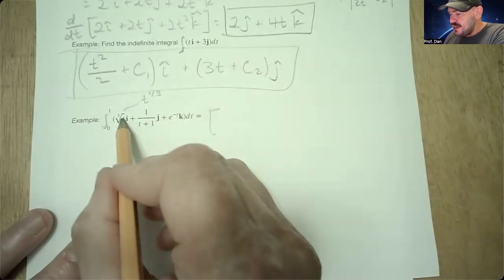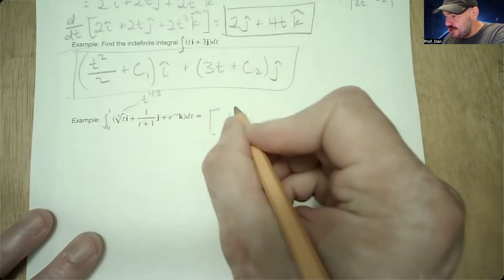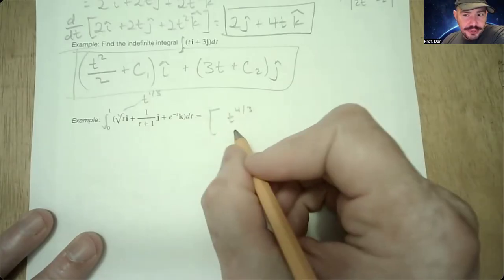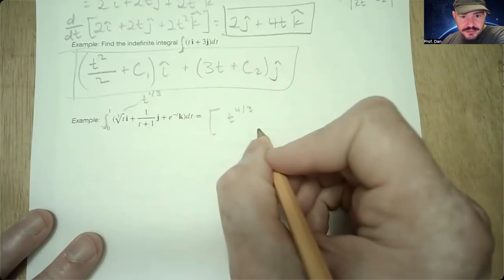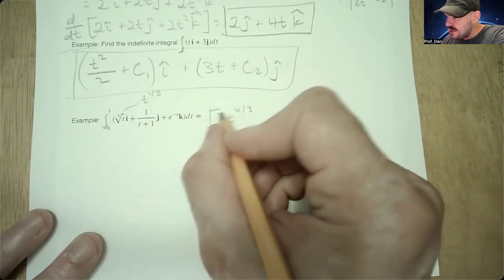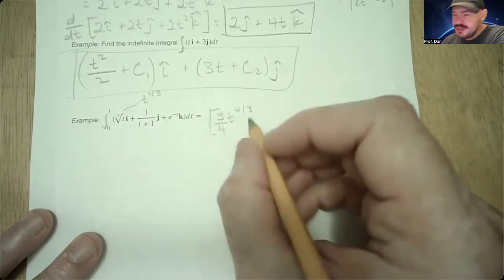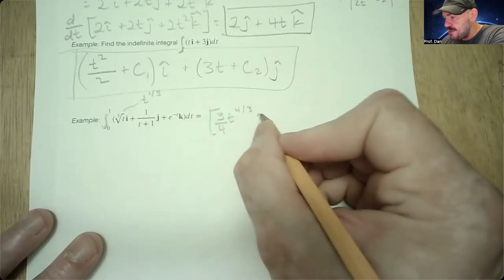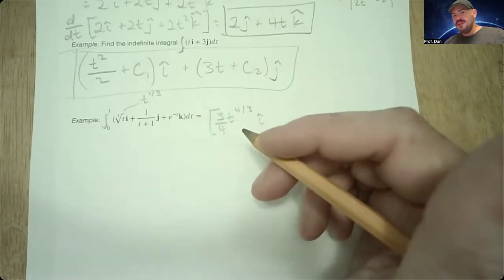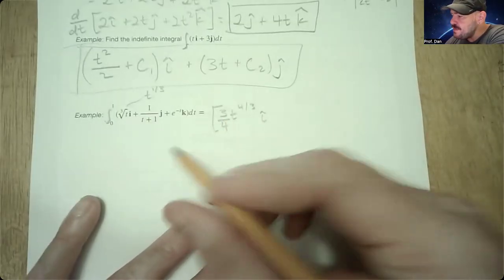I know that for the i component, I'm going to add 1 to the power. So that'll be t to the 4/3, leave a little space. And we're dividing by 4/3. Remember, if you divide by a fraction, that's the same as multiplying by its reciprocal. So divide by 4/3, that's the same as multiplying by 3/4. So this is going to be my i component. I'm not going to write a plus c though, because this is definite, and we have to plug the bounds from our integral in.